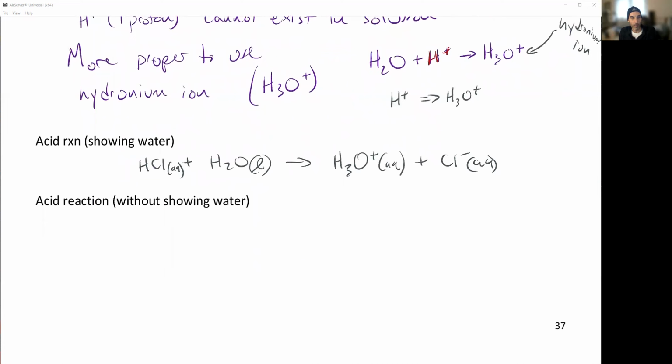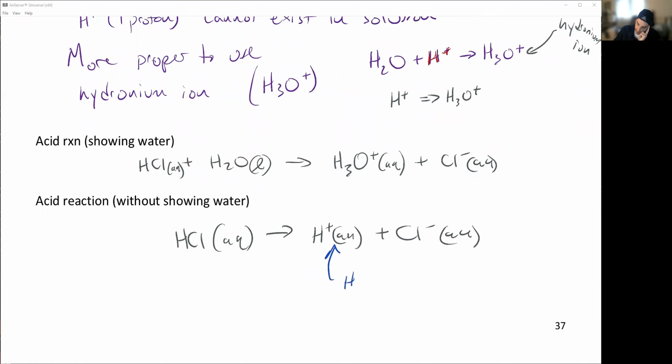This is the more proper way to write it, but just because we're chemists, we generally don't. We literally get rid of an E on the end of mole. So to make things simpler, we write it as H plus aqueous plus Cl minus aqueous. But we full well know that this is in fact H3O plus. We know that this reaction actually included H2O, but we don't write it.